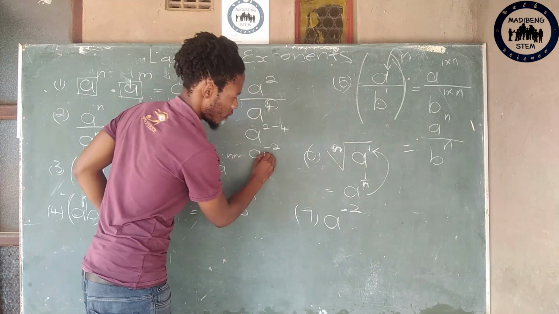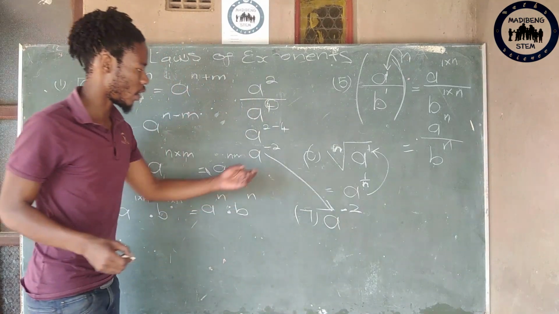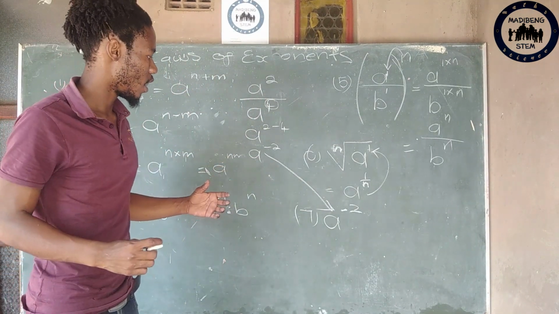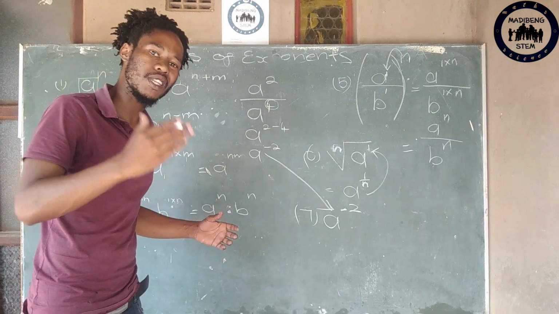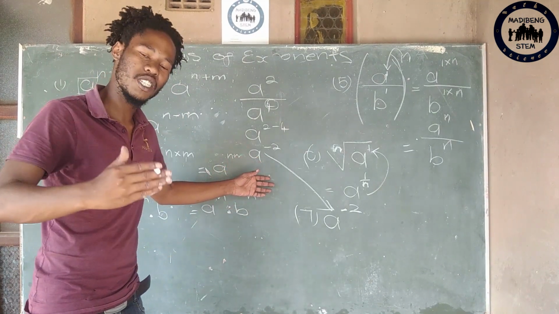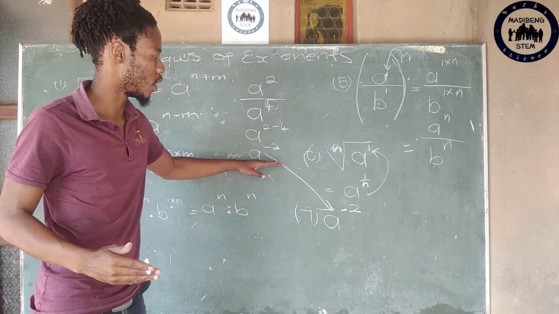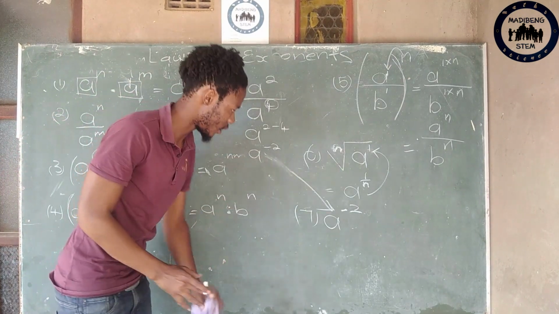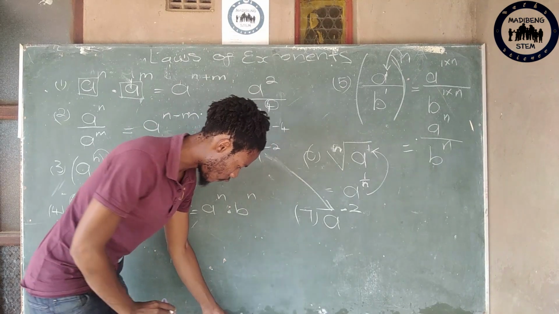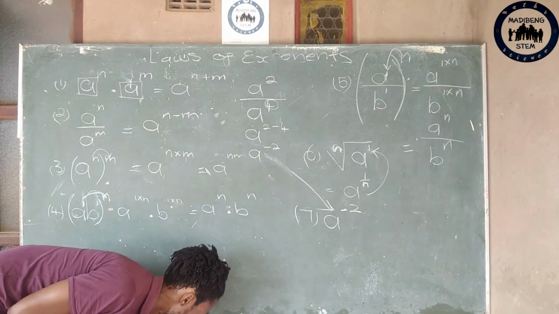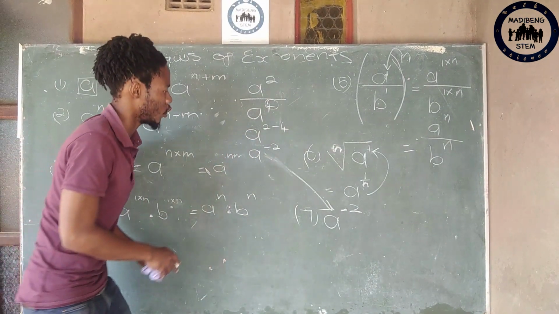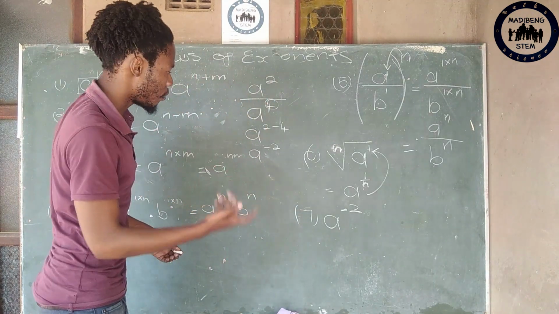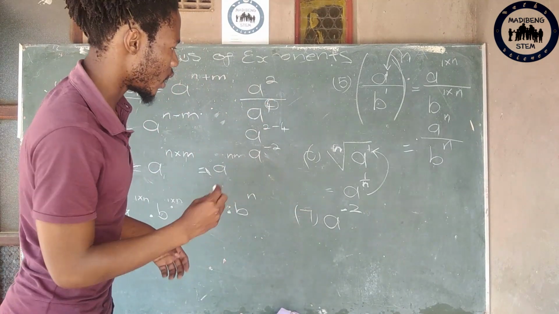So this is what I'm talking about here. When you find your answer like this, you have to leave your answer with a positive exponent, not a negative exponent. So you can't leave your answer like this. When you have a situation like this, where you find your exponent to be negative, you will have to change it to be positive. How do you change it to be positive?